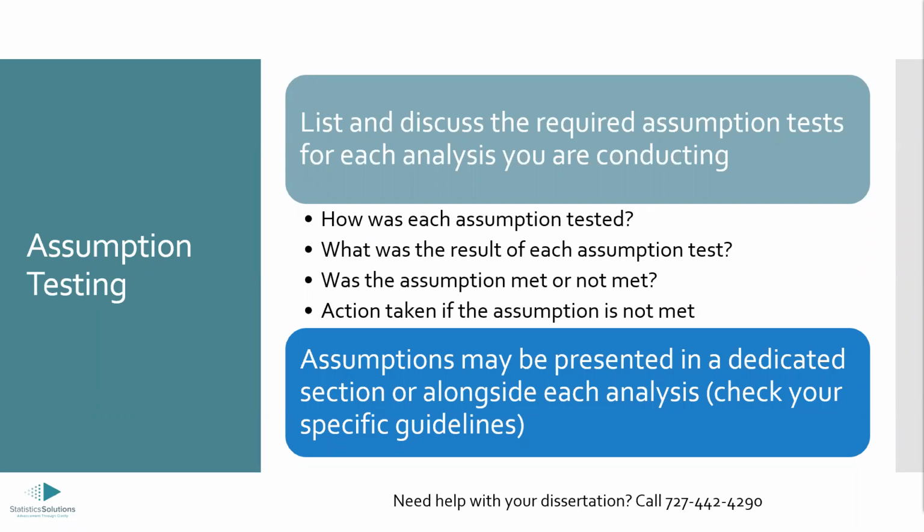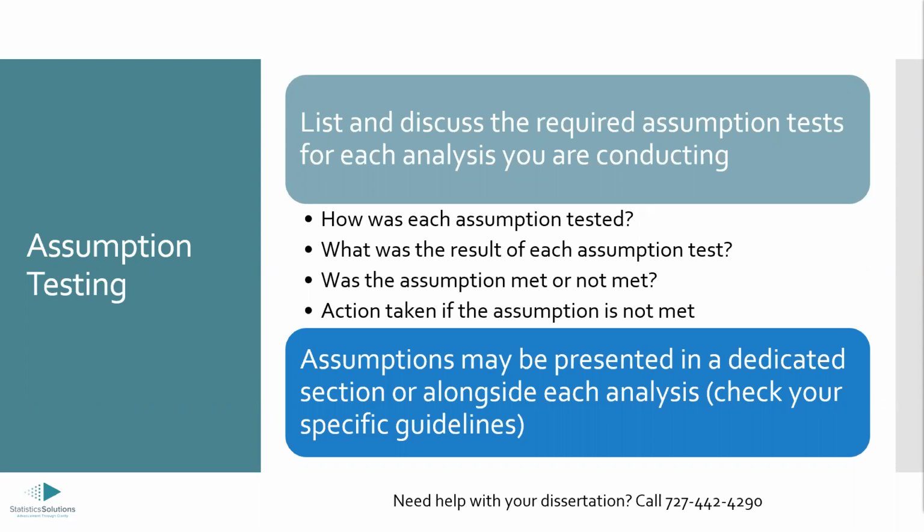You'll want to state what the result of the assumptions test is. If you're testing normality with a Shapiro-Wilk test, what is the result of that test? You'll want a clear statement about whether or not the assumption is met. Again, you state, the assumption of normality was met, or the assumption of normality was not met.